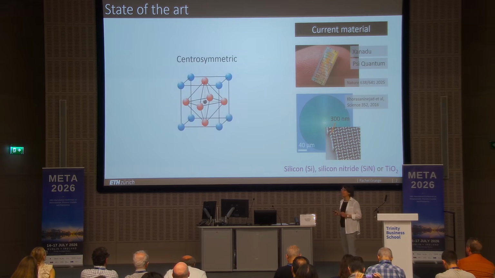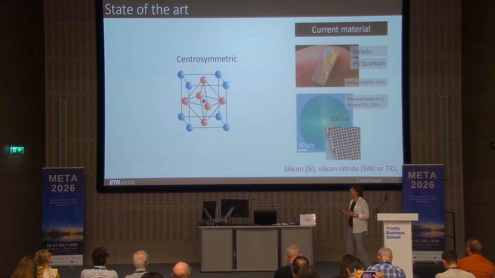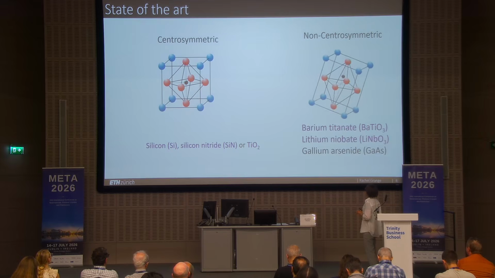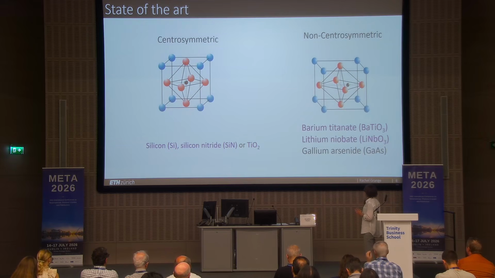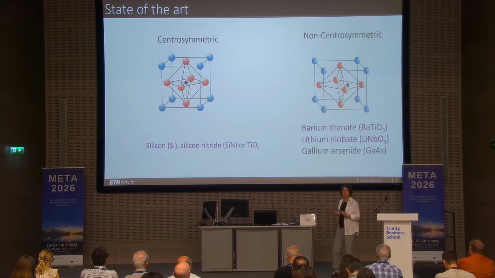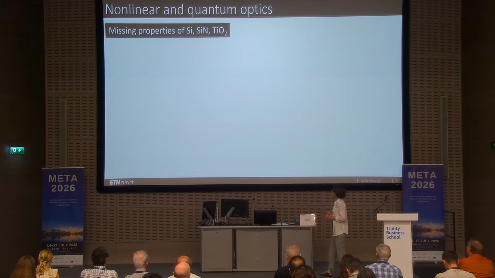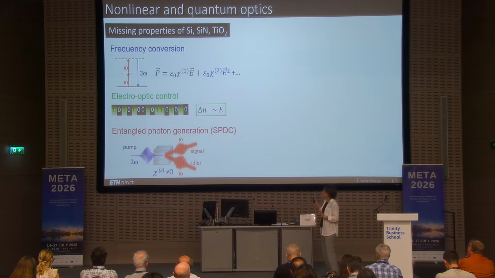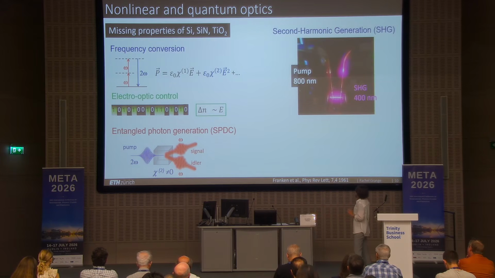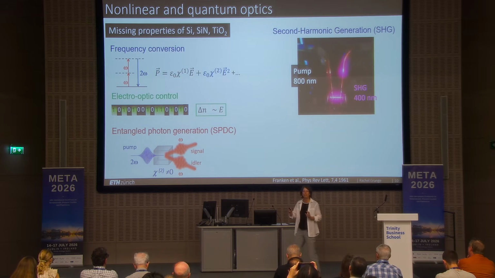All those materials are centrosymmetric. And the ones I am interested in are non-centrosymmetric, such as barium titanate, lithium niobate, and also gallium arsenide. I will mention examples with those three types of material. So what are the missing properties of silicon, silicon nitride, titanium dioxide? First of all, frequency conversion. So if you want to have photons, like those pump photons at 800 nanometers, that can be transmitted very efficiently either on chip or on flat photonics.